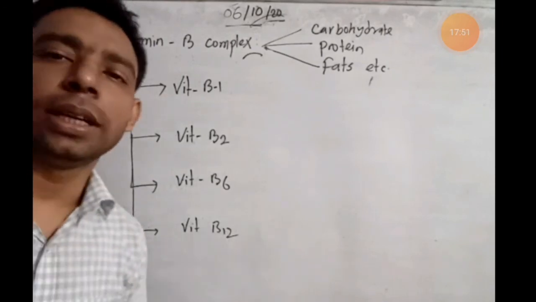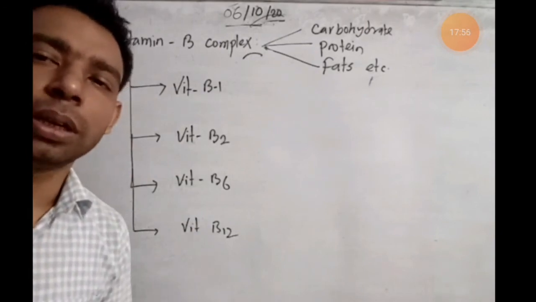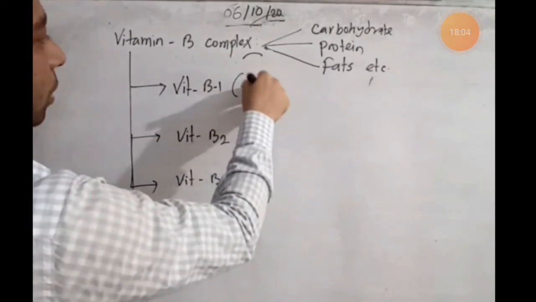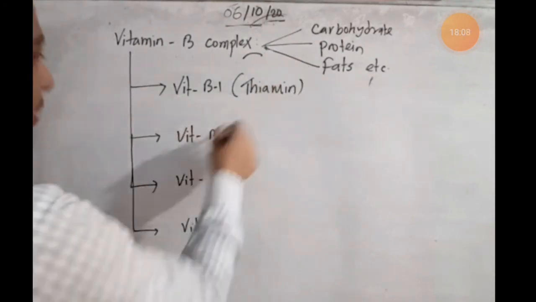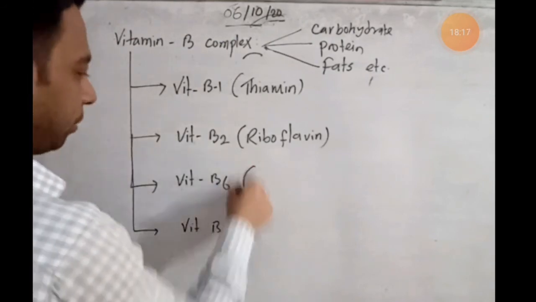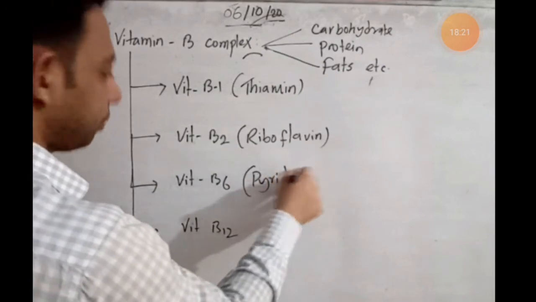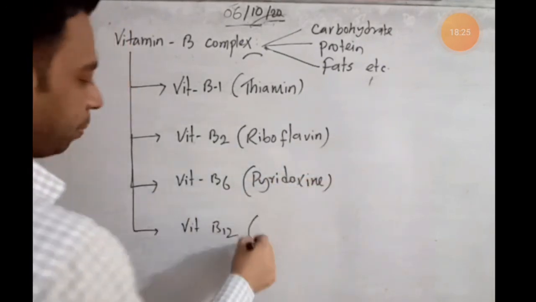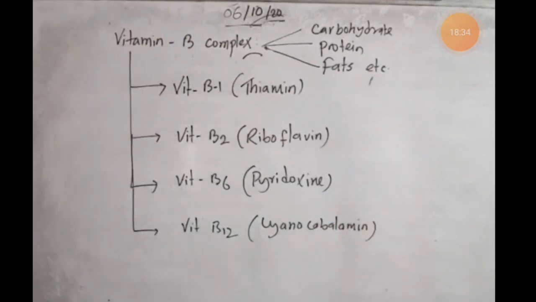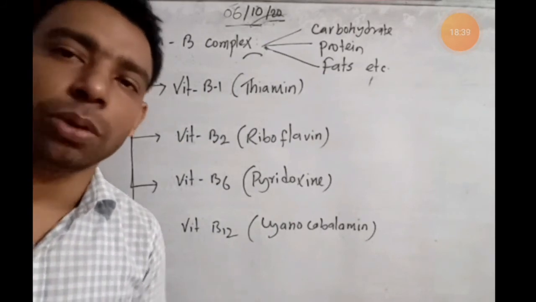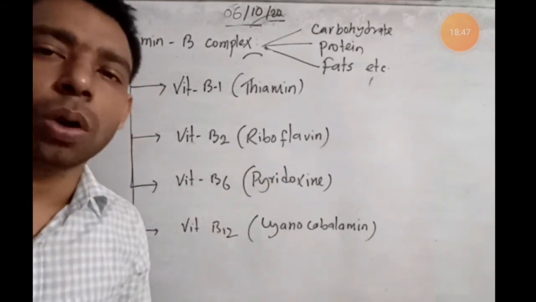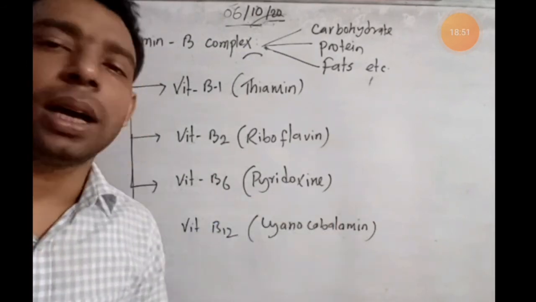Vitamin B1 is known as thiamine. B2 is riboflavin, you can also write flavin. Vitamin B6 is pyridoxine. And vitamin B12 is cyanocobalamin. Very, very important. This is a very important question for MCQ also. Which one is the alternative name of vitamin B2? Riboflavin. Which one is the alternative name of B6? Pyridoxine. Pyridoxine is the alternative name of which vitamin? B1, B2, B6, B12? B6. Cyanocobalamin is the alternative name of B12. So this is also important for MCQ.